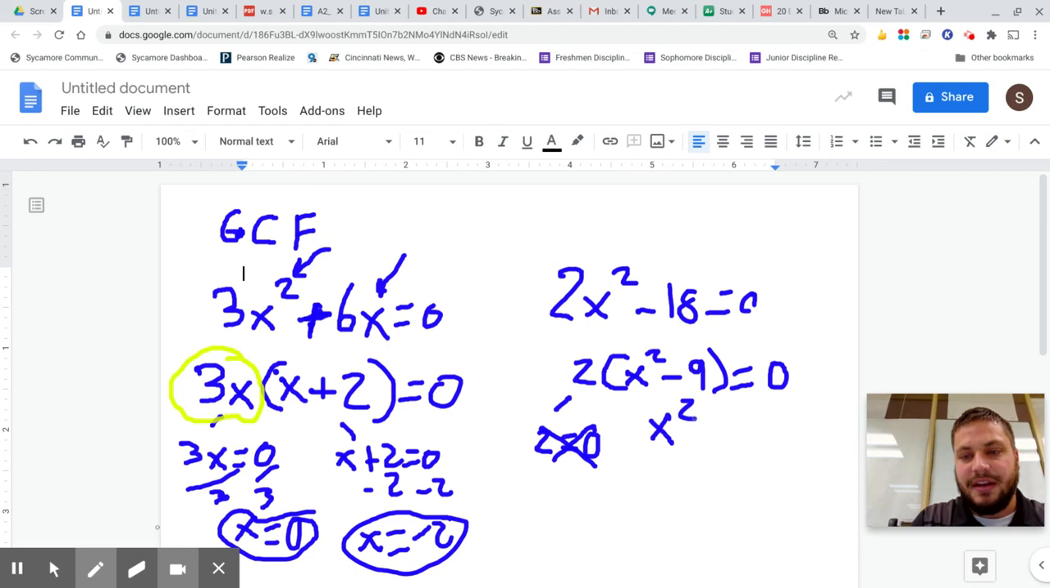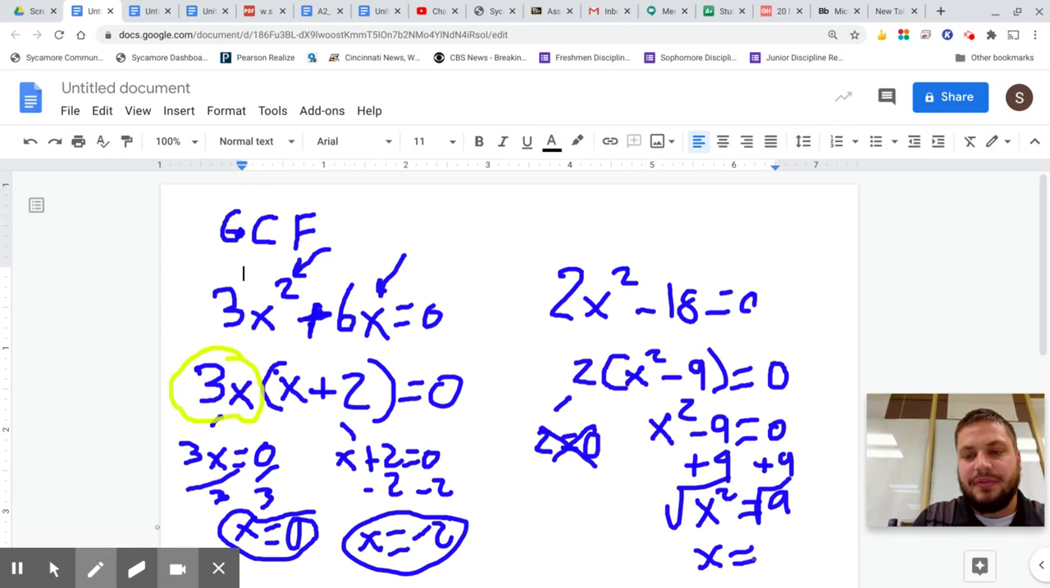I can now, though, set x squared minus 9 equal to 0. Add 9. I get x squared equals 9. So then when I square root, I get that x equals positive and negative, because we always put that plus minus sign in front, 3.